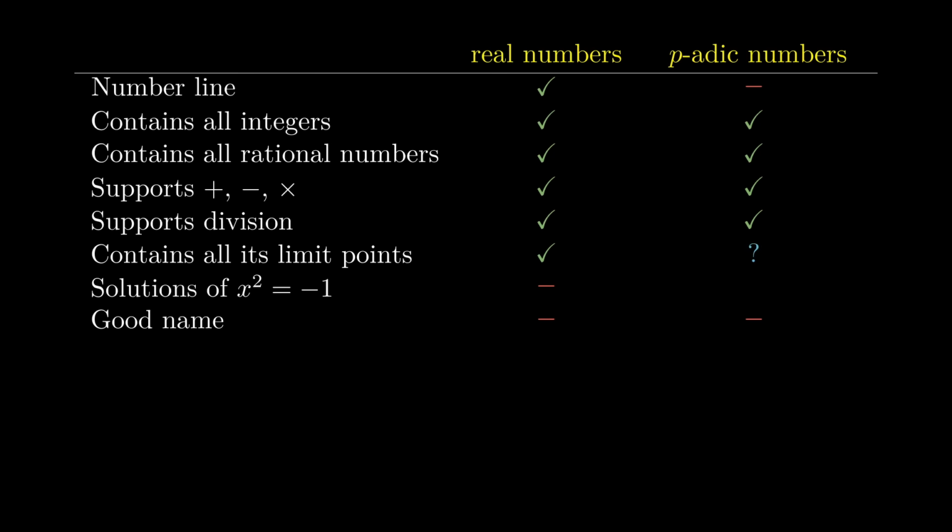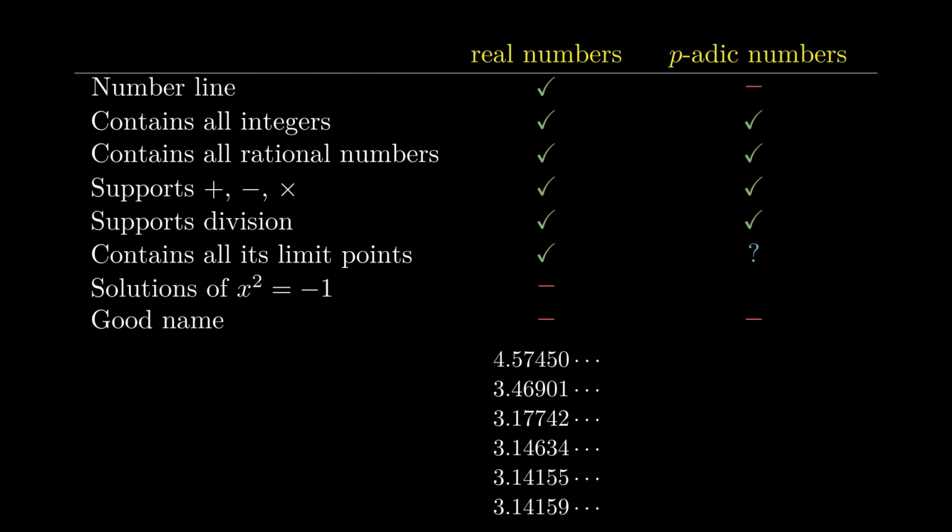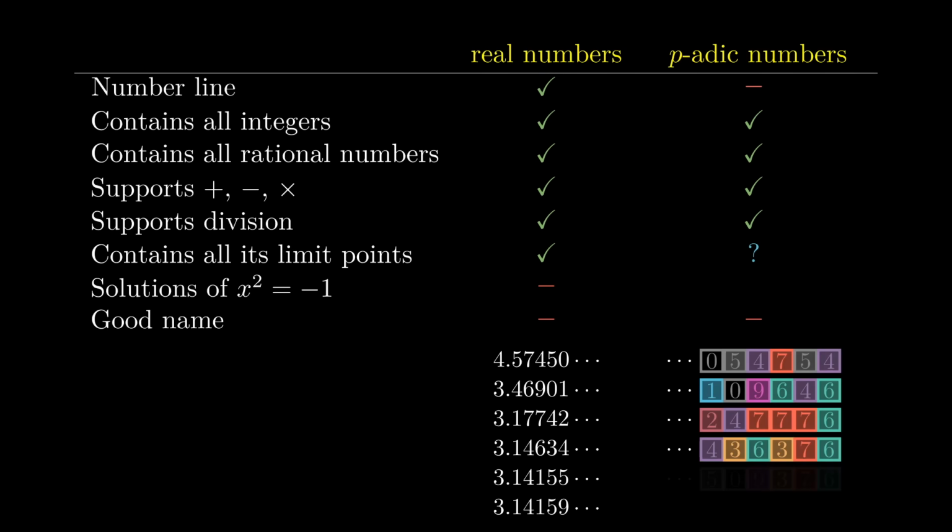What about their limit points? Are there any holes in the p-adic numbers? There are no holes in the real numbers because whenever you have a sequence of real numbers where every digit stabilizes if you go out far enough, then its limit consists of the stabilized digits, which is also a real number. The same idea works for p-adic numbers. There are no holes in the p-adic numbers because whenever you have a sequence of p-adic numbers where each digit stabilizes if you go out far enough, then its limit consists of the stabilized digits. And this is again a p-adic number.